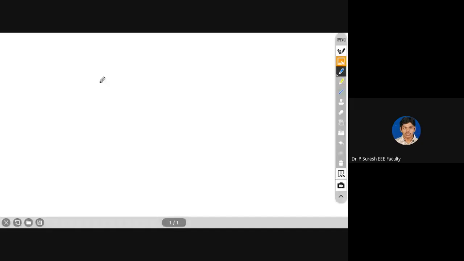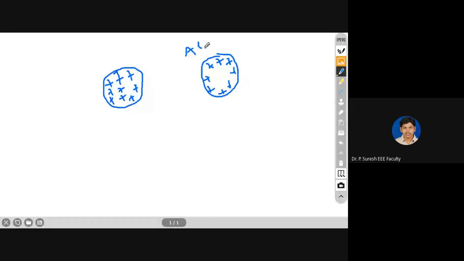Suppose you take a conductor and I give a DC supply. The current is carried by the entire cross section. The electrons pass through the entire cross section. So there is no skin effect in DC. For AC, the electrons are concentrated at what? Only the surface of the conductor. That's why there is no skin effect in DC.